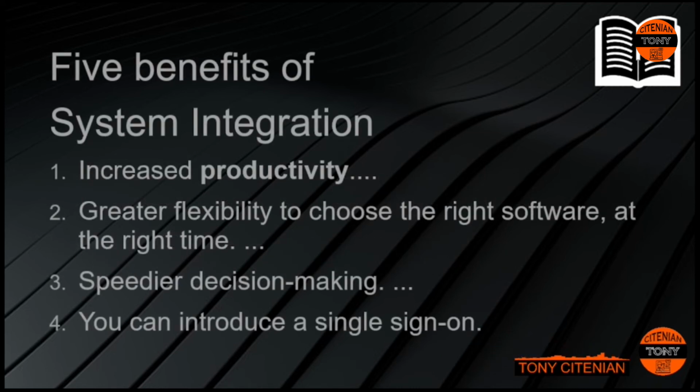The 5 benefits of system integration: improve data accuracy. Having the same data duplicated in several different and unconnected systems will inevitably lead to reduced data accuracy. So first, increase productivity. Next, greater flexibility to reduce or choose the right software at the right time. Next, we have better decision making, and you can introduce a single sign-on.